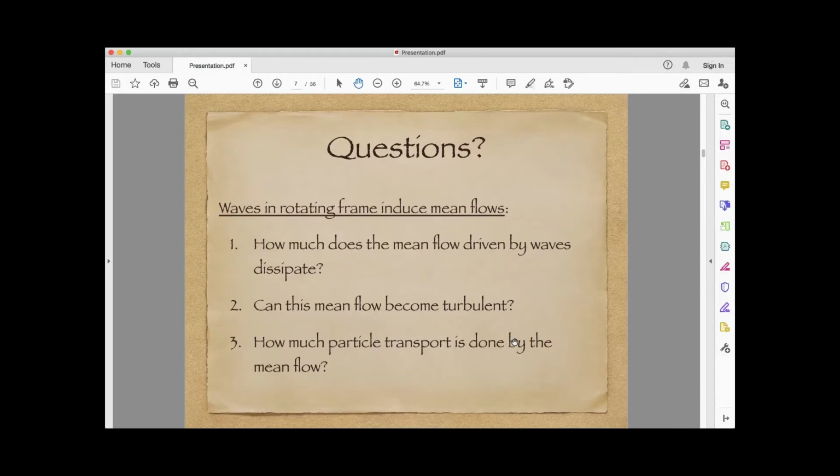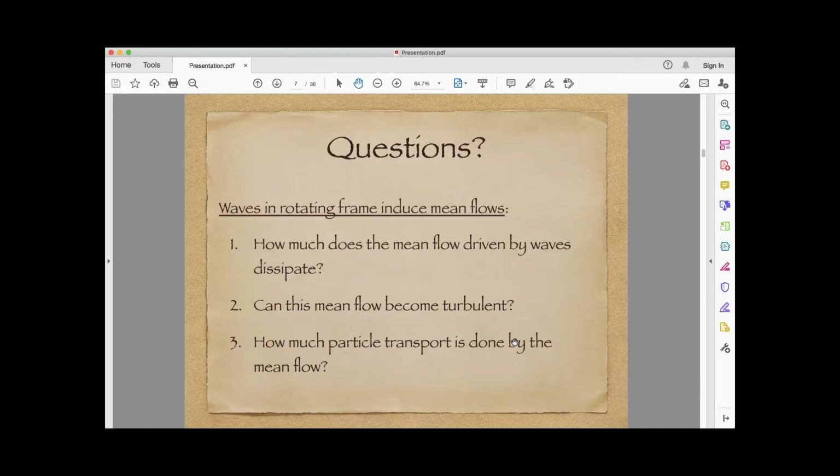So if the mean flow becomes turbulent, it kind of means that you have nice waves propagating on top of the ocean, but the underlying flow is actually much more turbulent, and maybe this turbulent mean flow might be extracting a lot of energy from the surface gravity wave.